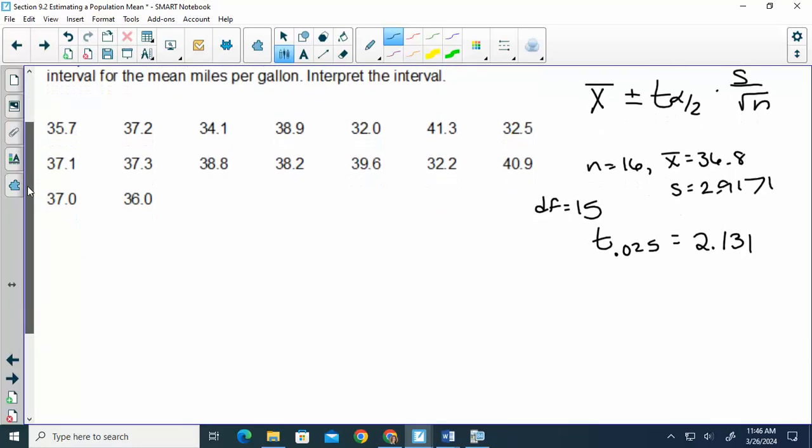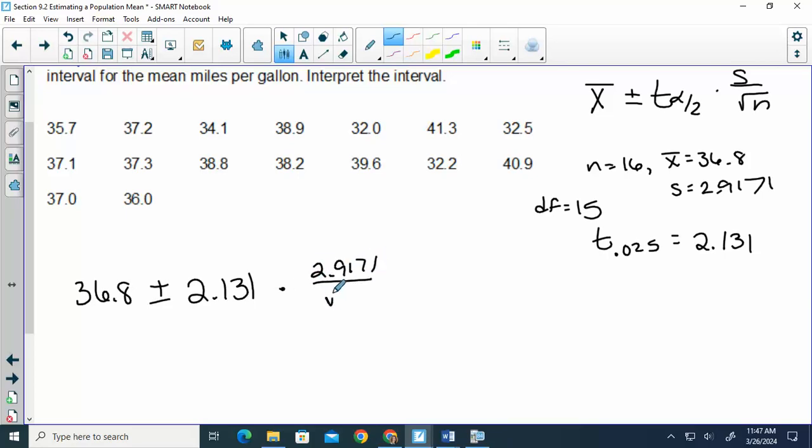So then we can do our calculation. Our mean, 36.8, plus and minus our T, 2.131, times S, 2.9171, over the square root of n.